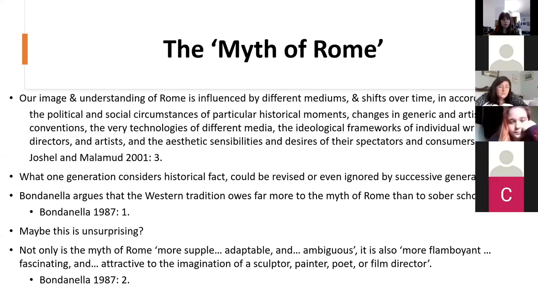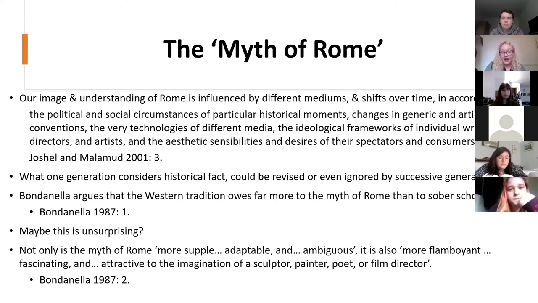So what one generation thinks of as historical fact can be vastly different from the next one. And a short, clear example is if we, as a generation that have seen films in the 21st century, think of Rome, we think of the battles, we think of barbarians versus the Romans. That tends to be the theme of Roman films of the 21st century. Vastly different to Rome films of the 20th century, which tend to have a very, very strong Christian theme in it. It's frequently the good Christian who manages to convert their Roman lover or something along those lines.